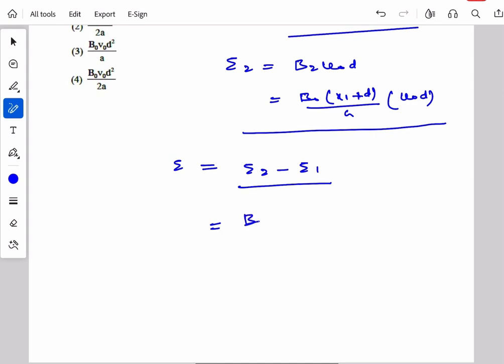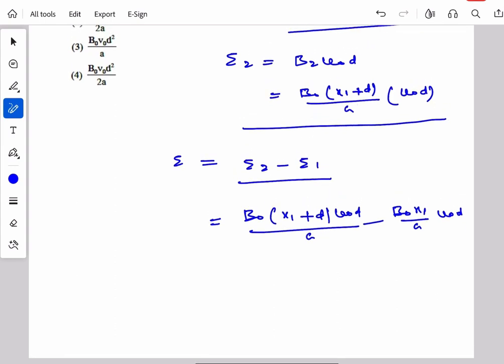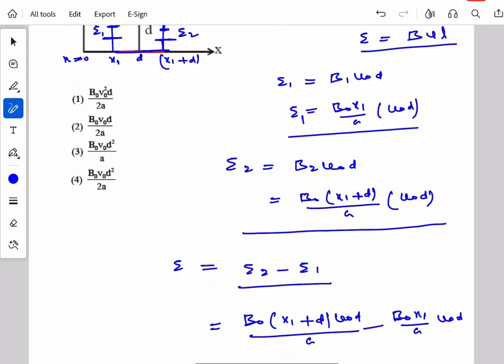And this is B naught multiplied by x1 plus d into v naught d upon a, minus B naught x1 upon a multiplied by v naught into d. So this will give us the resultant induced EMF equal to B naught v naught d square upon a. So therefore option 3 is correct.